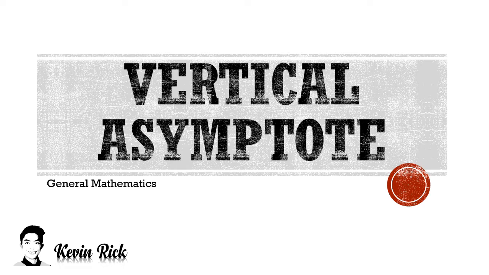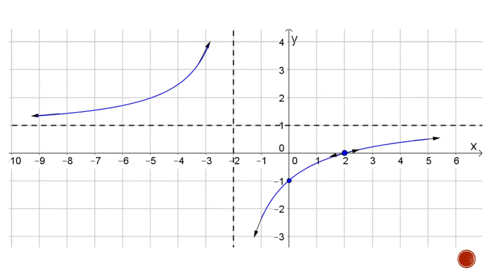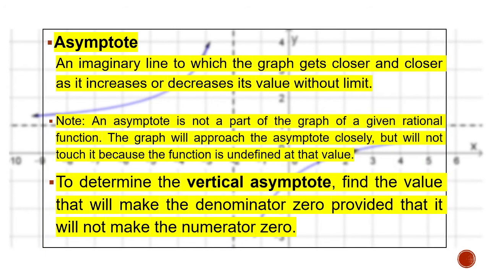I've been there. But if you really understand the topics, the basics, then you will not have any problem at all. So in this video, we'll be talking about vertical asymptote. So this is what a graph of a rational function looks like. And before we graph rational functions, we need to know what an asymptote is first.